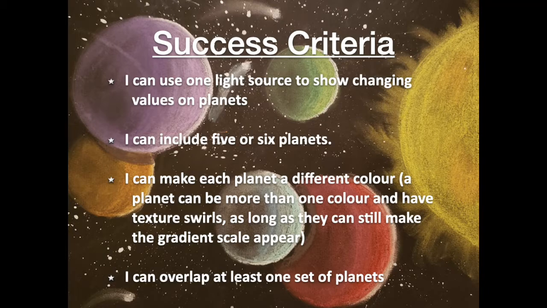A planet can be more than one color and have texture swirls as long as they can still make the gradient scale appear. I can overlap at least one set of planets.